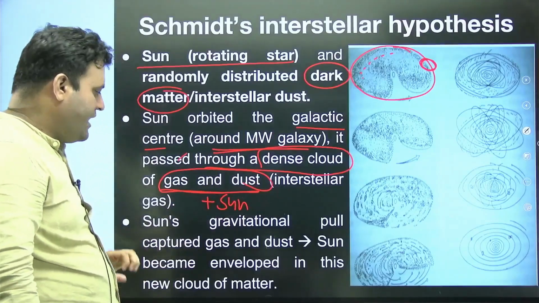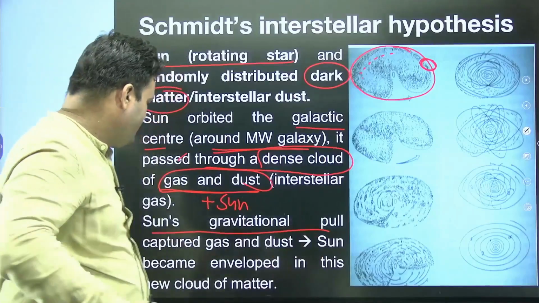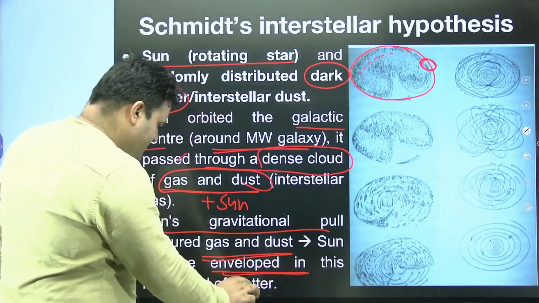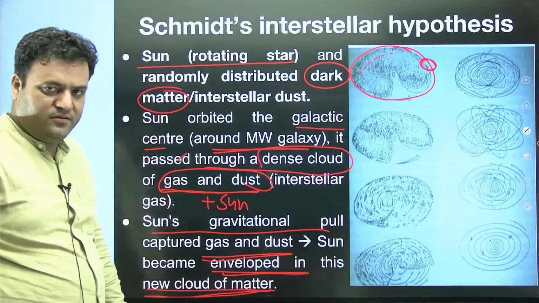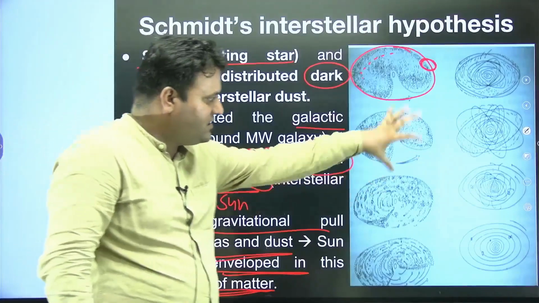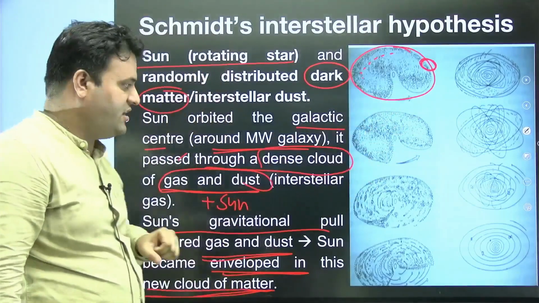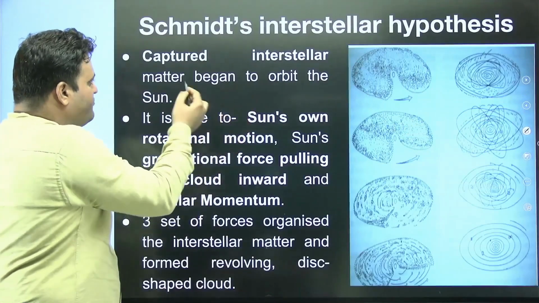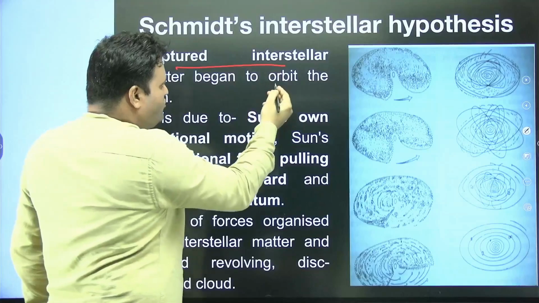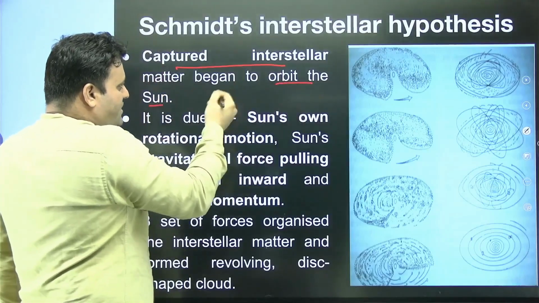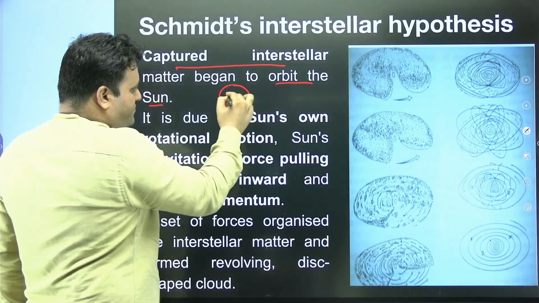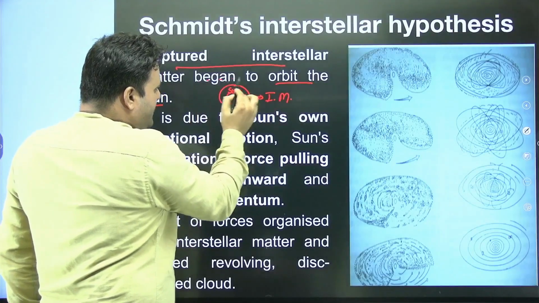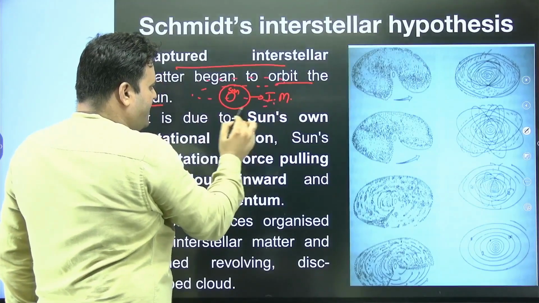As a result of this, the sun's gravitational pull captured gas and dust, and the sun became enveloped in this new cloud of matter. The sun captured the dust particles, and it was surrounded by the same interstellar material. With this, when the sun captured the interstellar material, the material began to orbit the sun. This interstellar material started to orbit the sun, especially the diffused interstellar material as well.